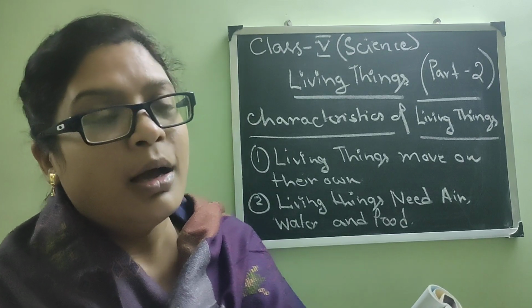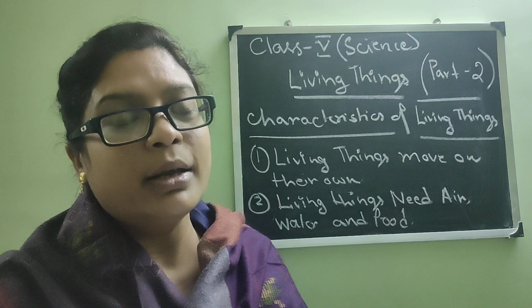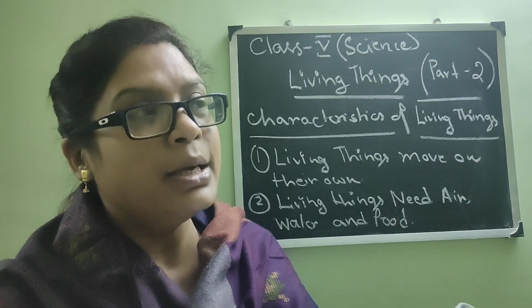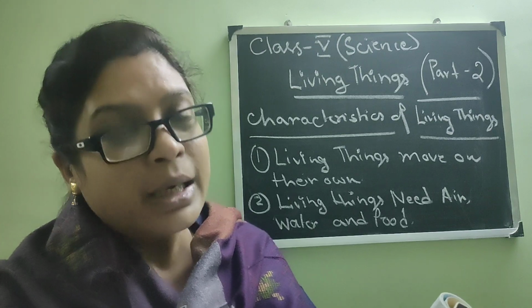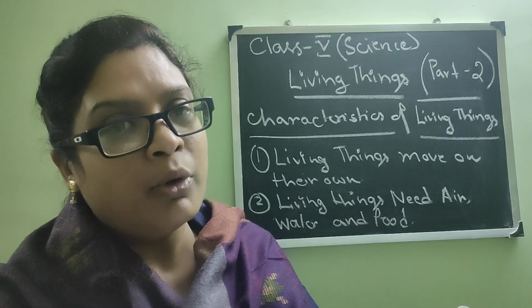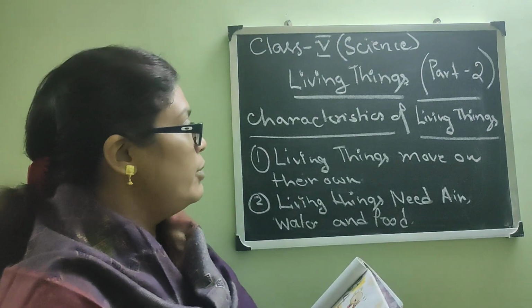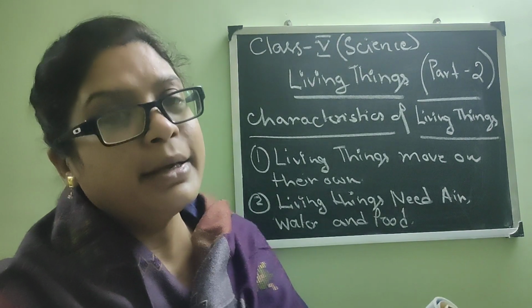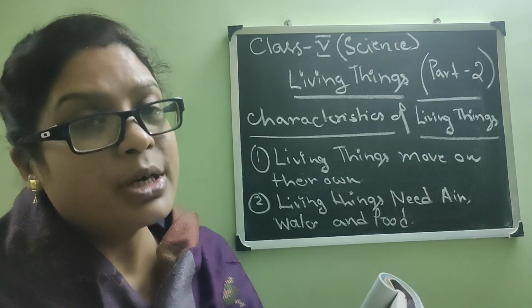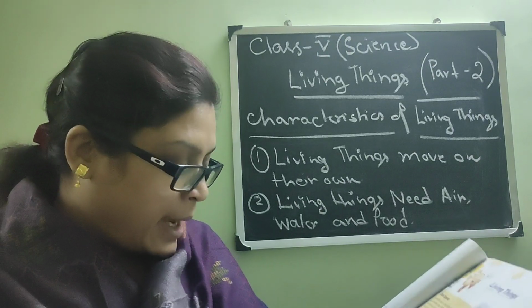So today we know that plants and animals are two different types of living beings in our environment, but still some characteristics are there which are very common for all. So today we are going to start with the characteristics of living things. First, today we will discuss the very first 2 points of the characteristics.